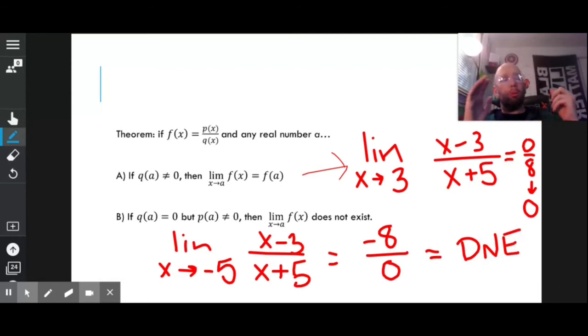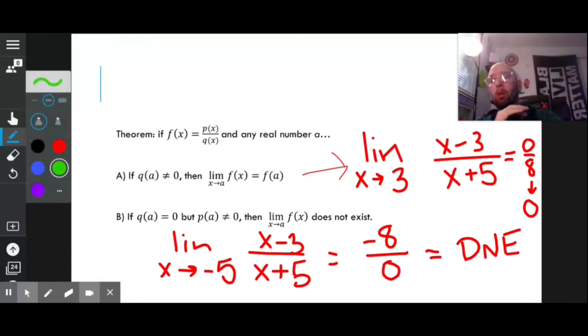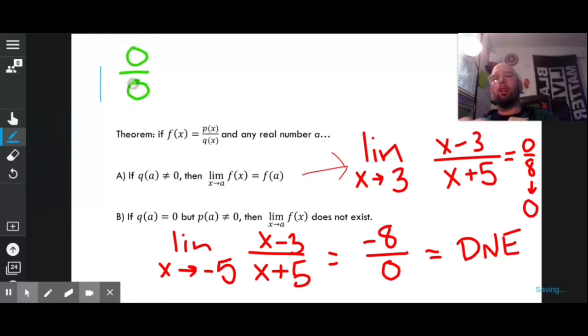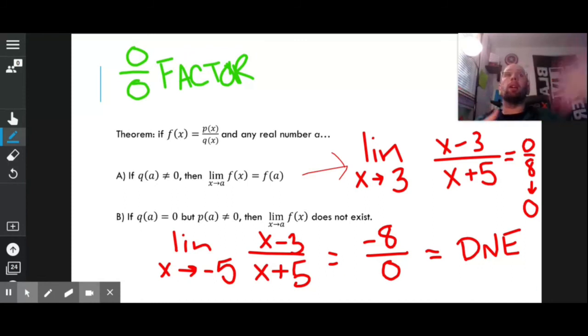To break it down really quickly, what we learned over the last several slides is if you get 0 over 0, you're going to have to do some type of factoring to get rid of a factor, make it go away, then try plugging things in and see what happens. If you get 0 over a number, your answer is 0. If you get a number over 0, your limit does not exist.